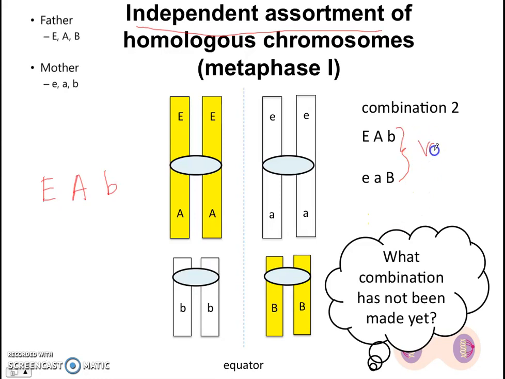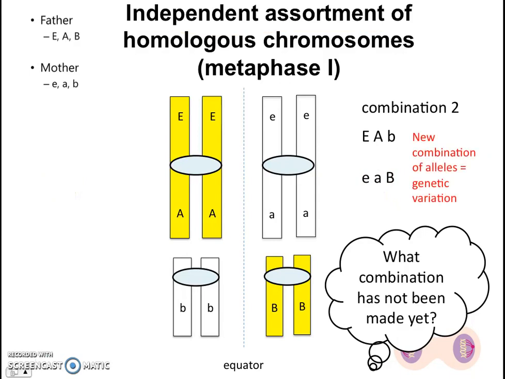So this is variation. There's now a new type of gamete being produced, right? So I'm producing different gametes. I'm producing some gametes with this combination, and I'm producing some gametes with combinations similar to my parents. So it is this new combination of alleles that results in genetic variation. Because now I have produced many different types of sperm. Some of my sperm have the same combination of alleles as my parents, but some of my sperm have different combinations of alleles from my parents. So there's new variation due to independent assortment of homologous chromosomes during metaphase 1.